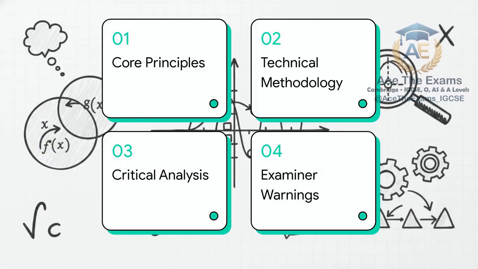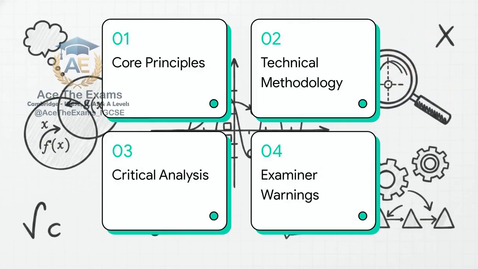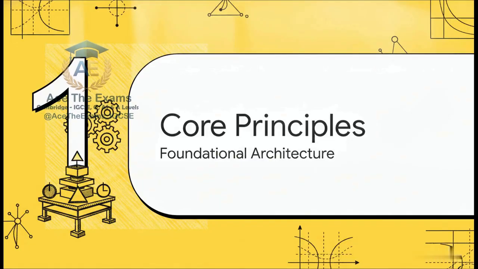To reach that elite level, we'll be moving through a 4-part strategy today: core principles, technical methodology, critical analysis, and finally, those critical examiner warnings. Let's start with Section 1, Core Principles.